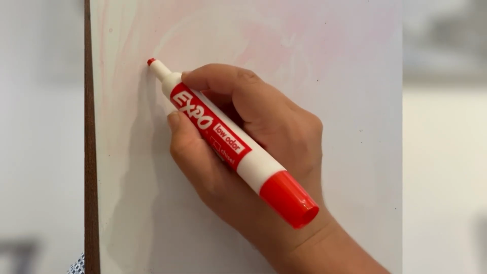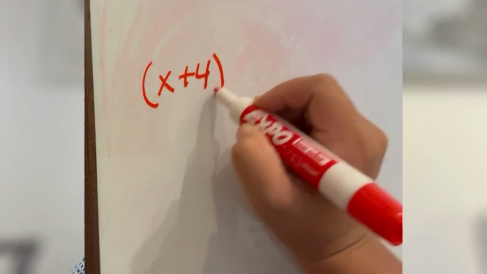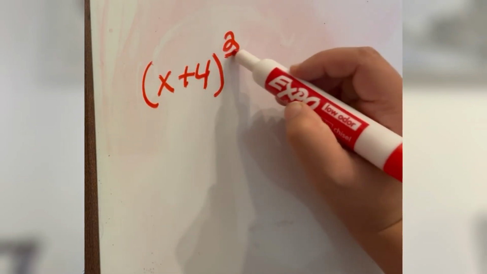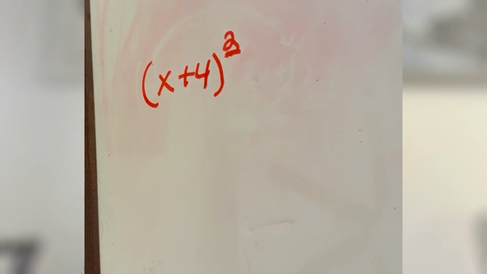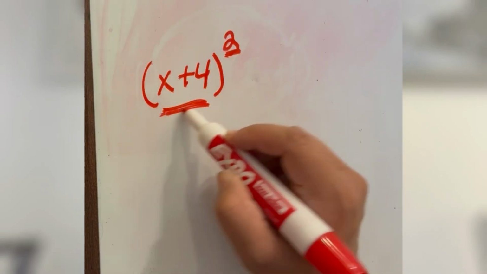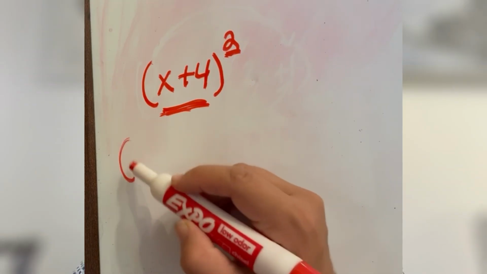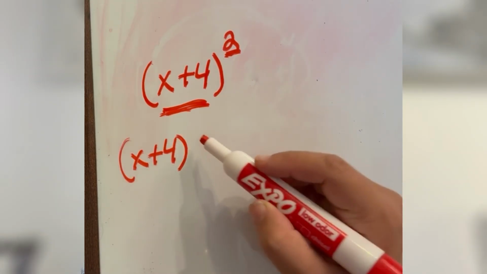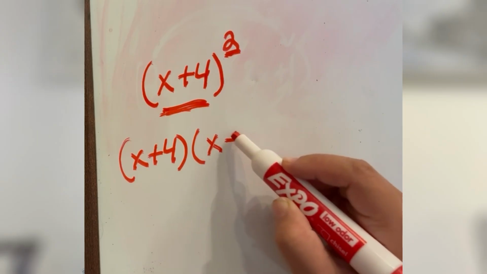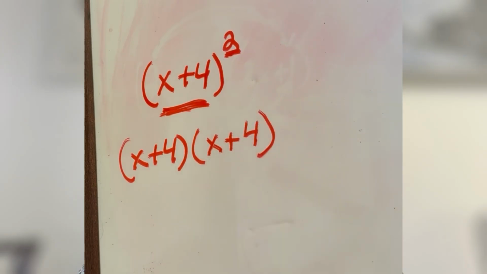All right, here's our third problem. We're going to have x plus 4 squared. So we see we have an exponent of 2. Anytime we have an exponent, that power is telling us how many times the base is being repeated. The base in this case is x plus 4. So we're going to rewrite this. We have x plus 4, and it's getting multiplied by itself twice. So I'll have x plus 4 times x plus 4. And that's exactly what x plus 4 squared is referring to.